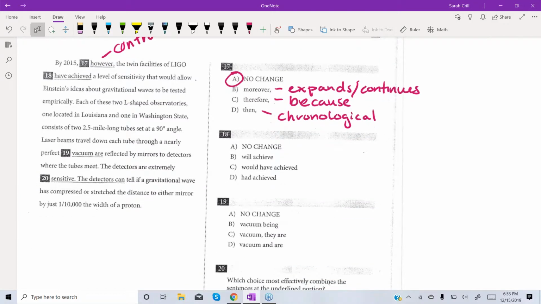Okay, so number 18, the twin facilities of LIGO have achieved a level of sensitivity. Are we going to say the twin facilities of LIGO will achieve a level of sensitivity? The twin facilities of LIGO would have achieved a level of sensitivity, or that they had achieved a level of sensitivity? So by 2015 is mentioning it in the past. So this is not something that will occur in the present like B. And so B is in the present and C is conditional.